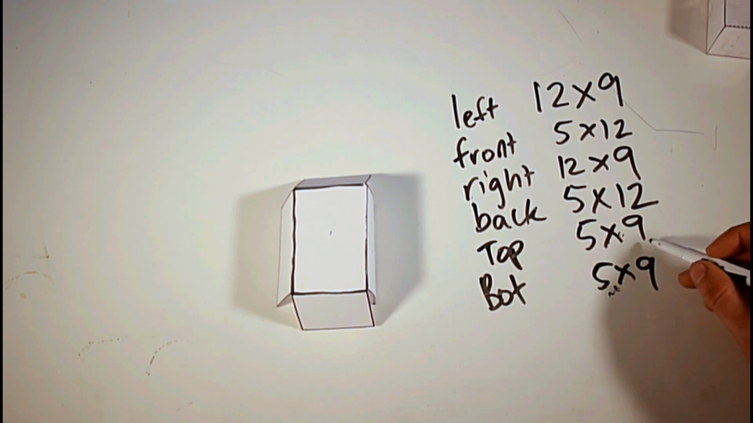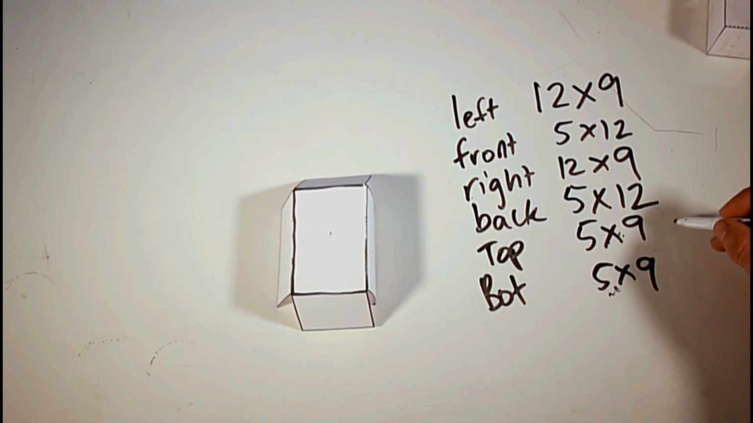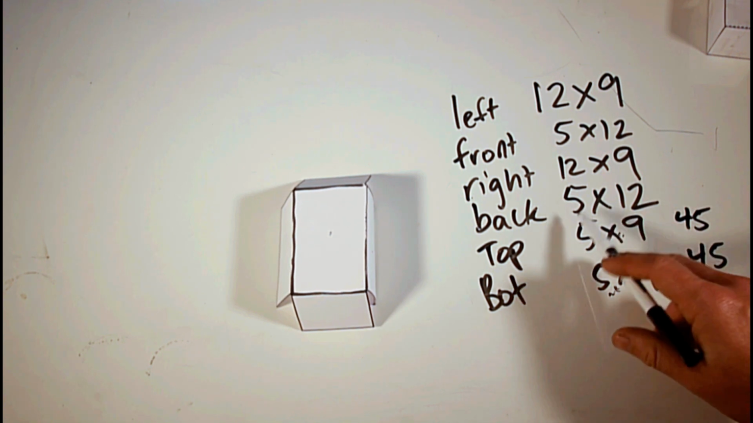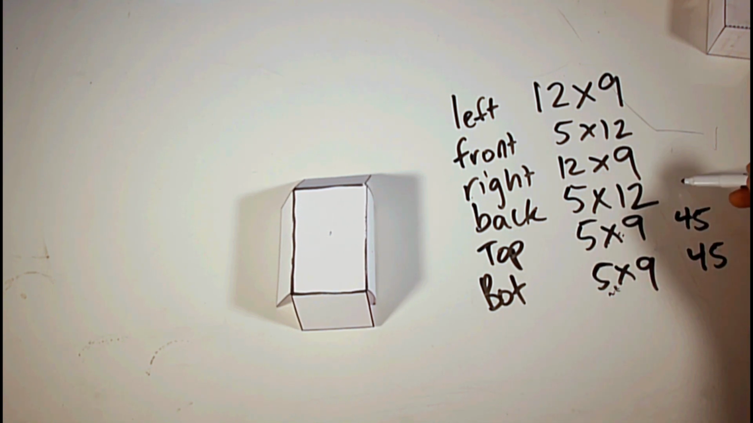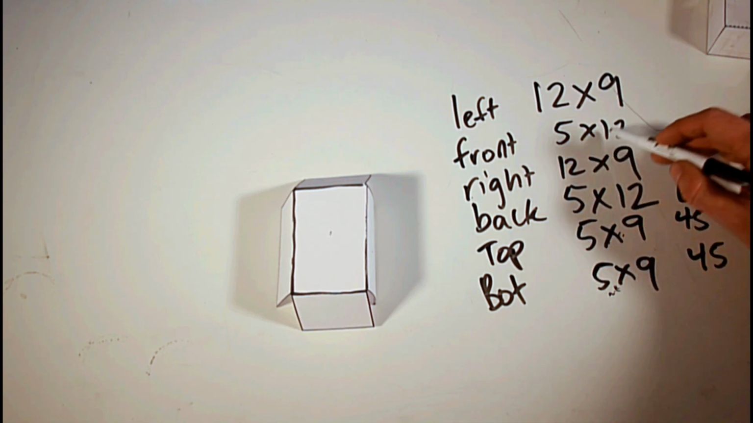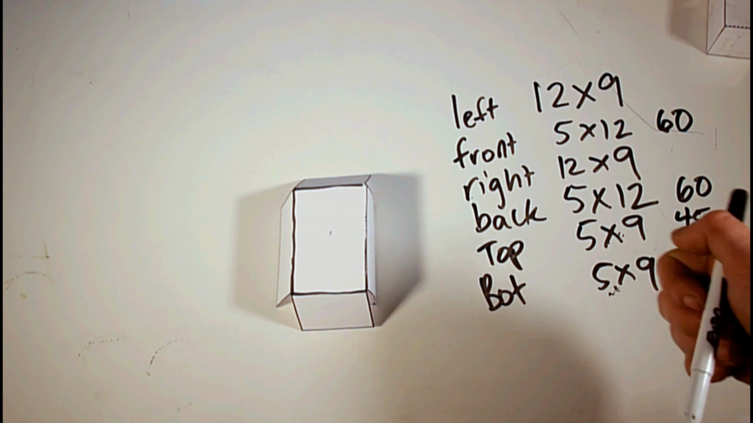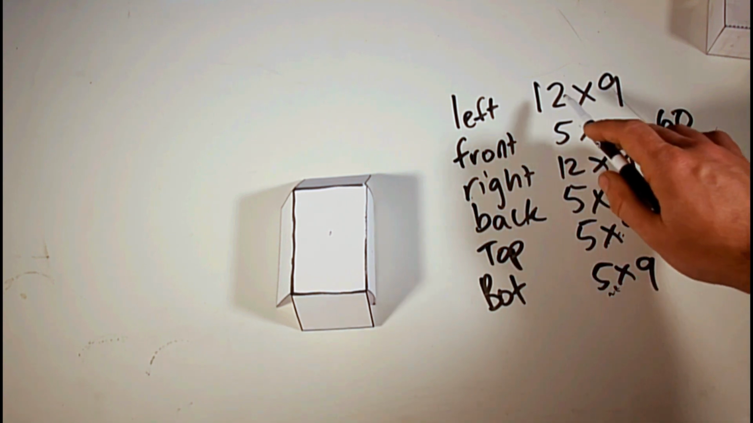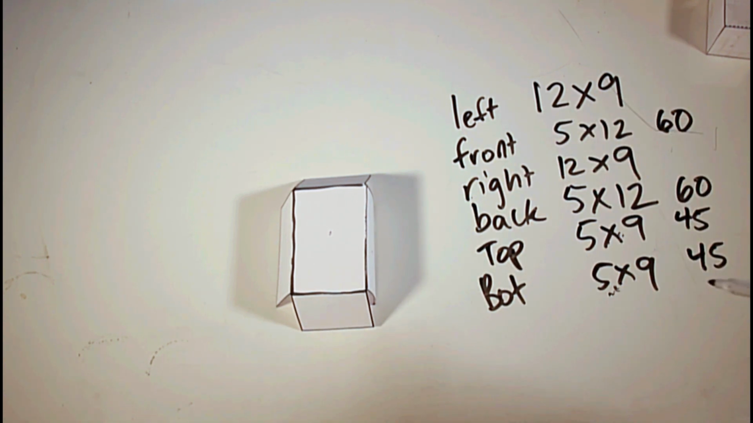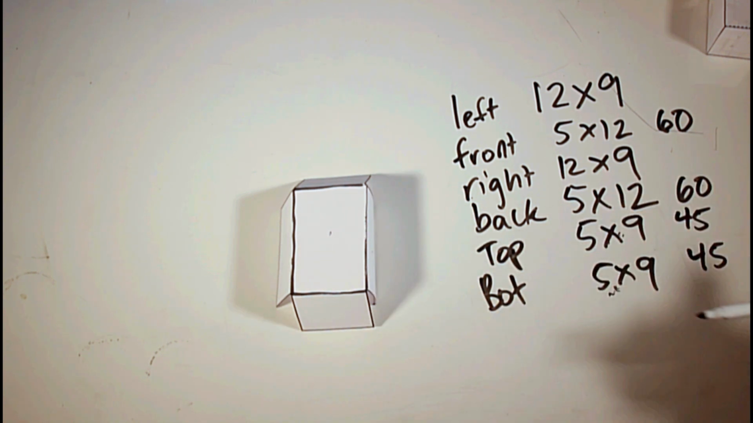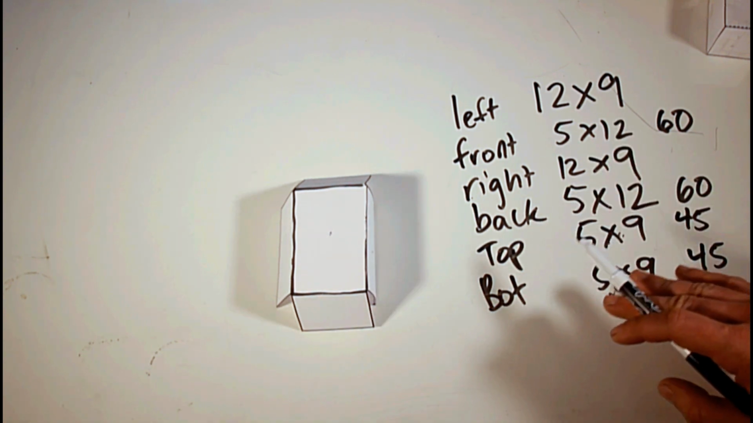So 5 times 9, I know that automatically is 45. So that means this one is also 45. 5 times 12, I know that one too, that is 60. So that means this 5 times 12 is 60. Don't do more work than you need to, okay? Then we have 12 times 9. Now this one you may or may not know off the top of your head. 12s usually are fuzzy for a lot of people.